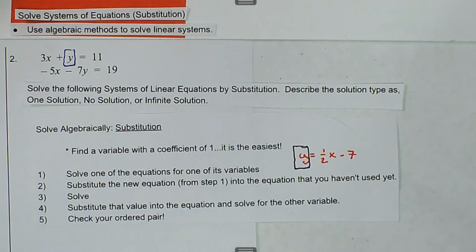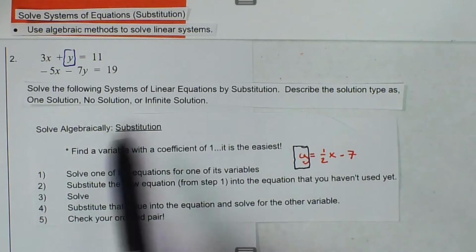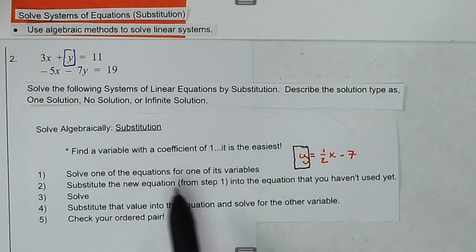We want to solve systems of equations using substitution, and that's an algebraic method to solve linear systems. So the directions for this says, solve the following system of linear equations by substitution. Describe the solution type as one solution, no solution, or infinite solutions.